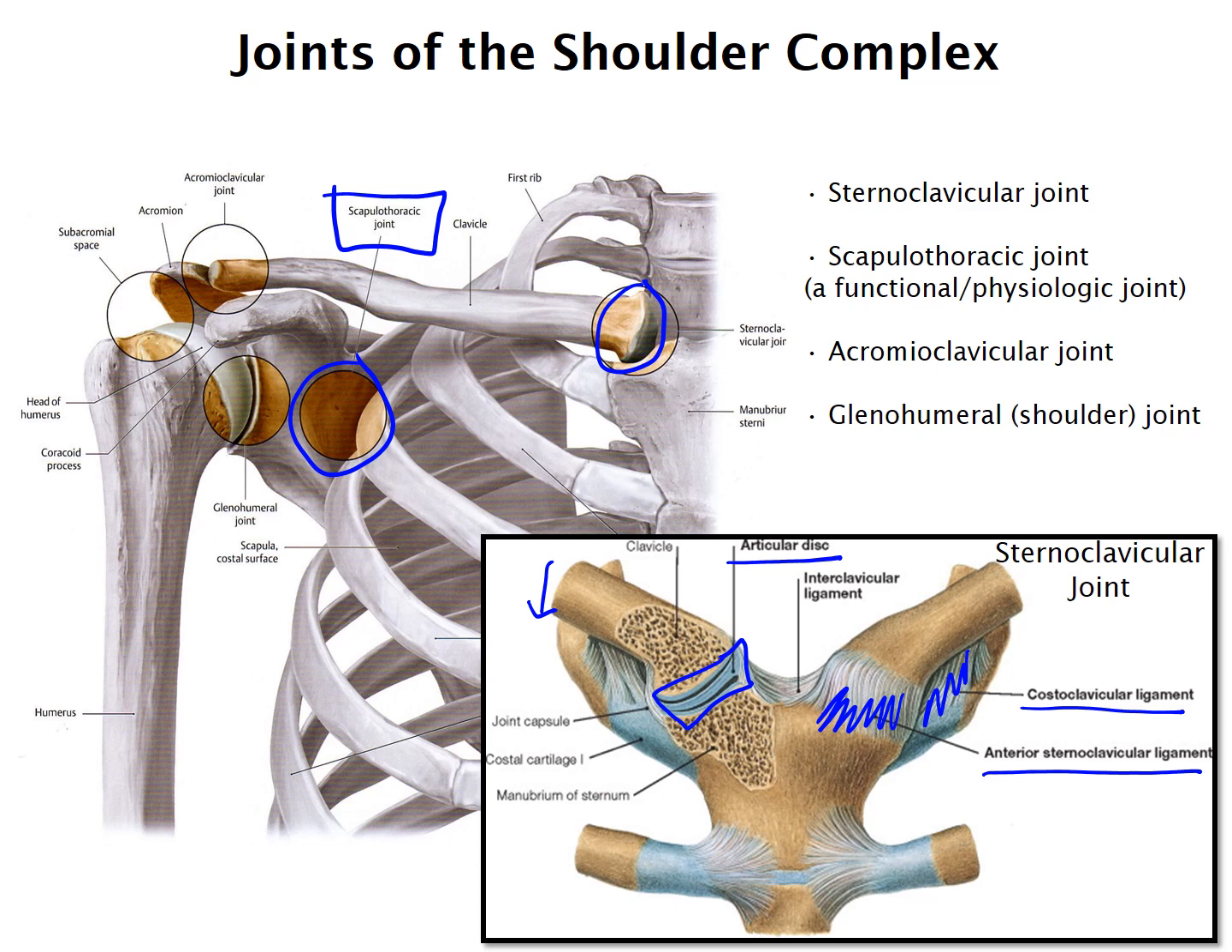The last 2 joints are the AC joint, which is the acromioclavicular joint, and the GH joint, which is the abbreviation for the glenohumeral joint. Of the joints of the shoulder complex, these 2 joints are most important clinically. As such, that's where we'll focus most of our attention.